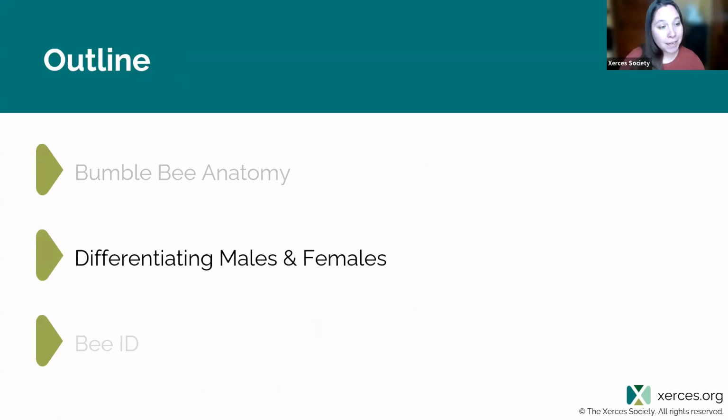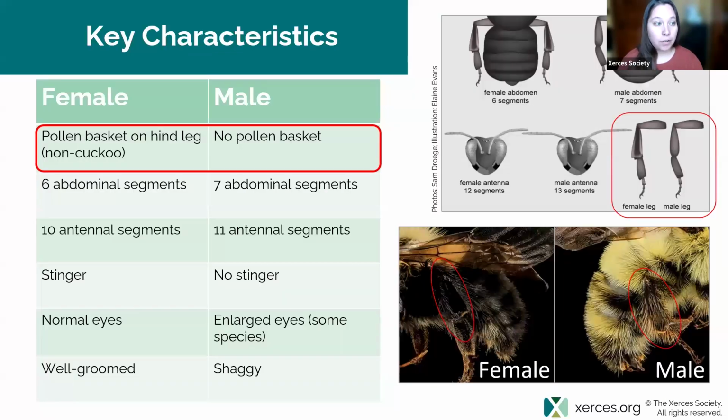And before we get into the BID portion, I just want to talk a little bit about how you generally differentiate male and female bumblebees from each other. When differentiating males and females, we look at a few key characteristics. The first thing that I always check is whether or not a bumblebee has a pollen basket on their hind leg. For females, bumblebees that aren't cuckoo bumblebees, they will have a pollen basket on their hind leg.